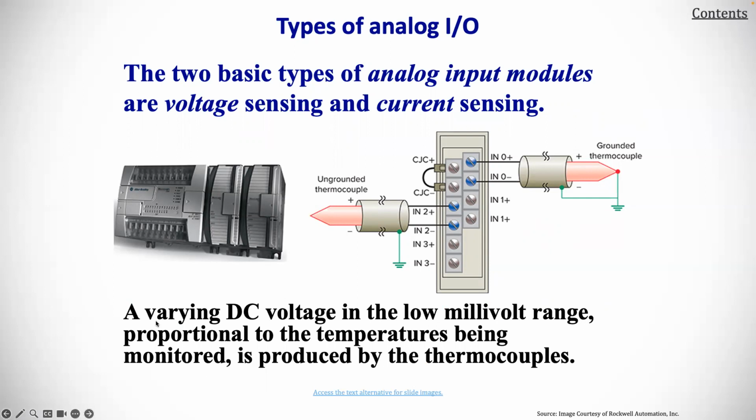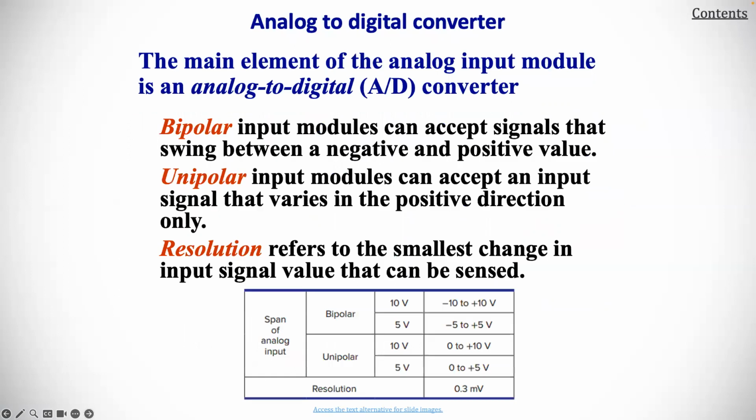A varying DC voltage in the low millivolt range, proportional to the temperature being monitored, is produced by thermocouples. This is what we're seeing here in this graphic. What about an analog to digital converter, sometimes called an ADC? The main element of the analog input module is an analog to digital converter.